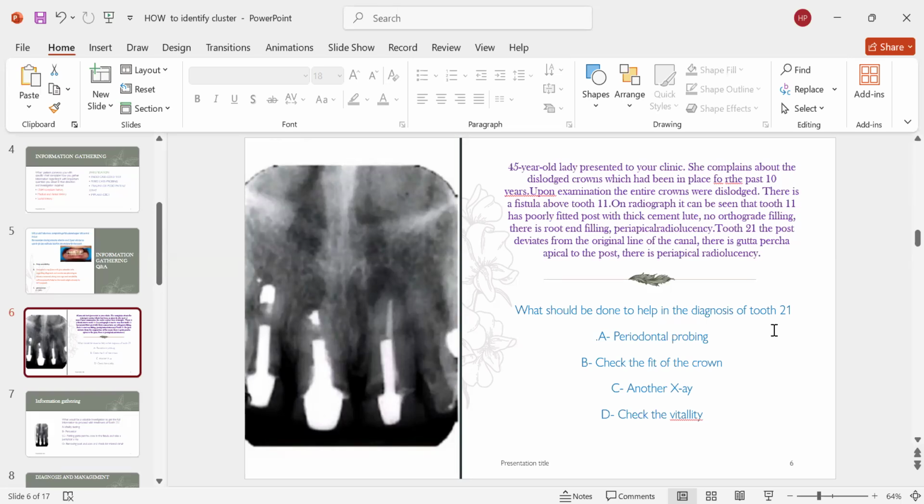What comes into your mind when you see that a post and core has been given? There is a dislodged crown. What are the high chances when you give a post and core in an RCT treated tooth? Fracture chances are there, vertical root fracture, right? Can you see the J-shape radiolucency? The chances are very high of a periapical abscess. For the vertical root fracture, we can look for an isolated pocket or not.